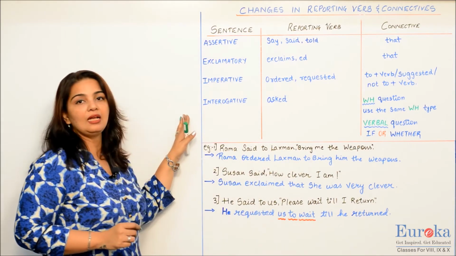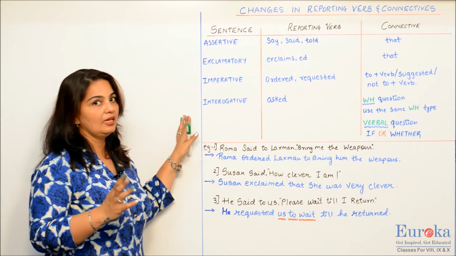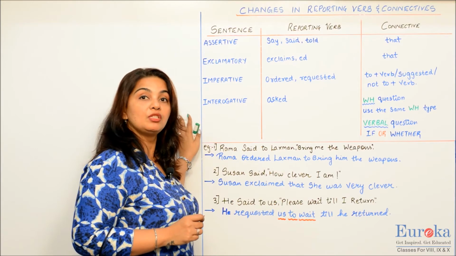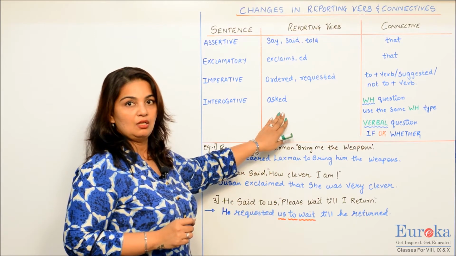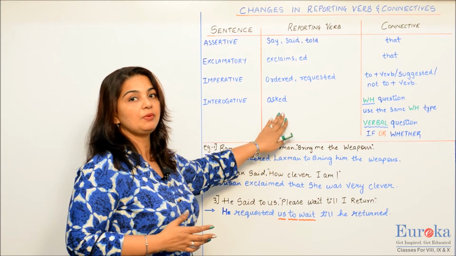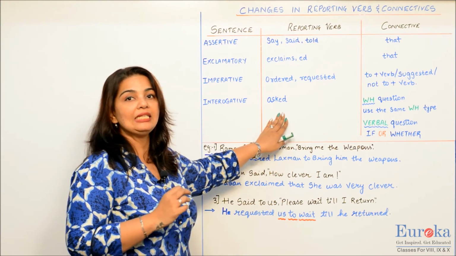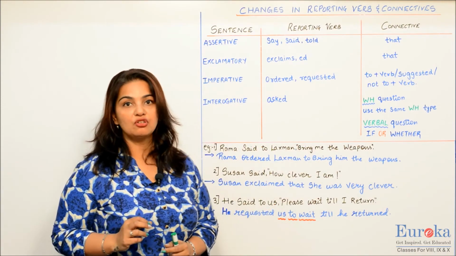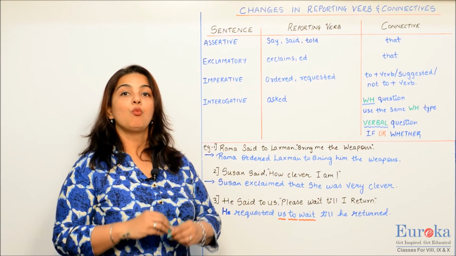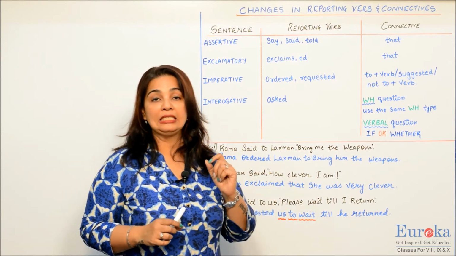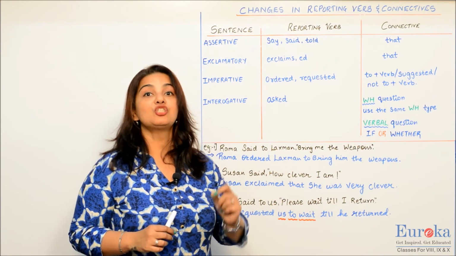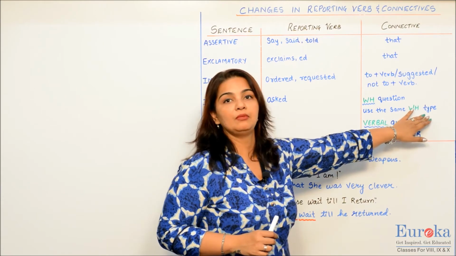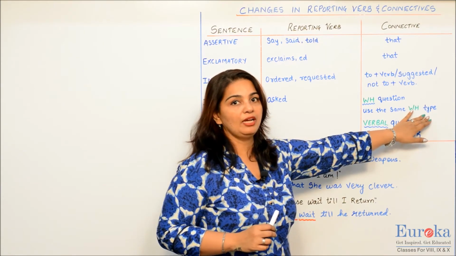Let's look at the last one, and that is the interrogative sentence. An interrogative sentence means a question. So over here, we will be using the reporting verb as asked. So let's see what are the changes that will take place when this sentence is converted into an indirect speech. The WH questions. You will never change the WH type of questions. Whatever is the WH question in your direct speech will remain the same in the indirect speech. So use the same WH type. You will never change this WH type.